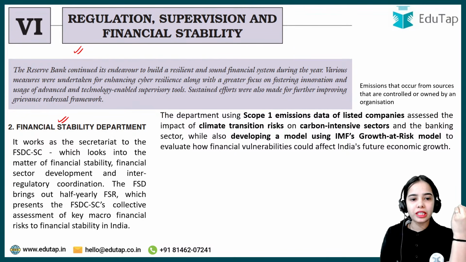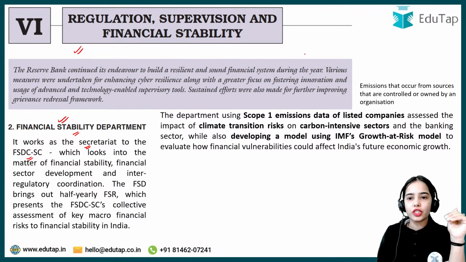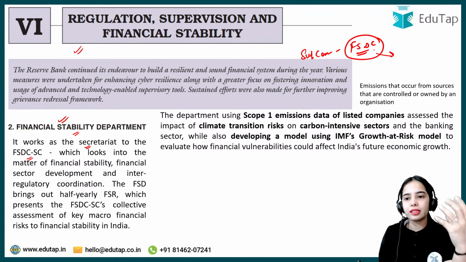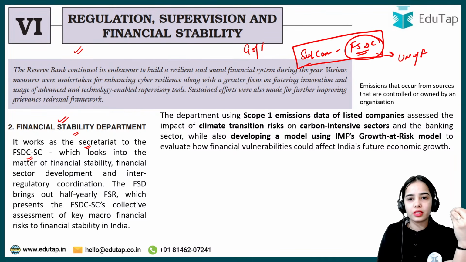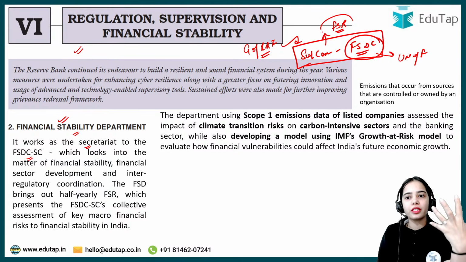The Financial Stability Department is a very important department of the Reserve Bank of India. It works as the secretariat to the FSDC subcommittee, the subcommittee of the Financial Stability and Development Council. The Financial Stability and Development Council is chaired by the Union Minister of Finance, while the subcommittee of FSDC is chaired by the Governor of the Reserve Bank of India. This subcommittee is the committee that releases the financial stability report in consultation with the different regulators.